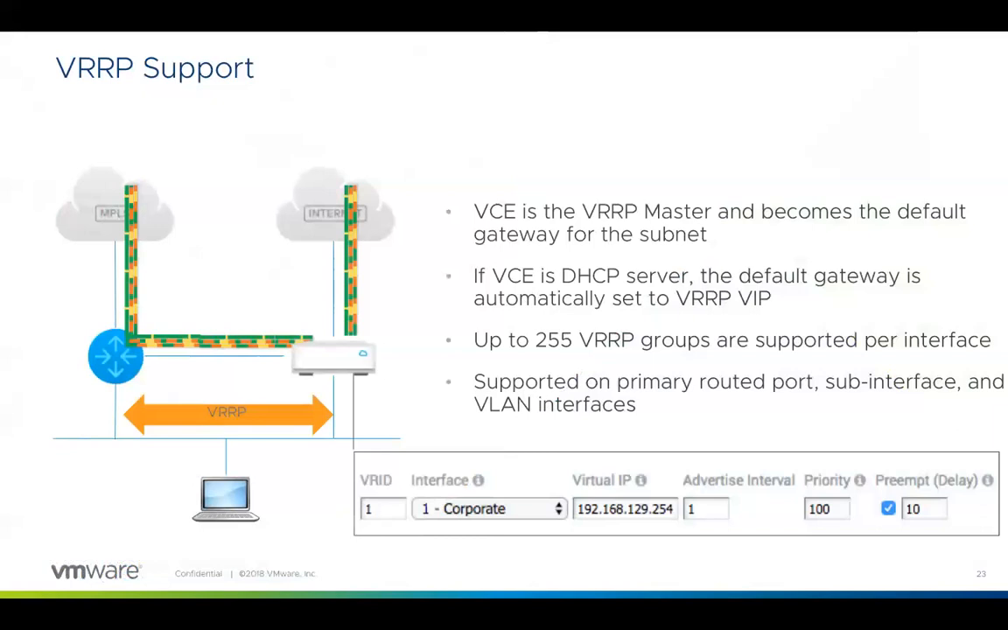Only when it goes down would VRP fail over to the CE. By default, the VCE will advertise DHCP and set itself as the default gateway, or set the VRP VIP as the default gateway. And it can be configured on any routed port, sub-interface, VLAN interface, or layer 3 SVI.